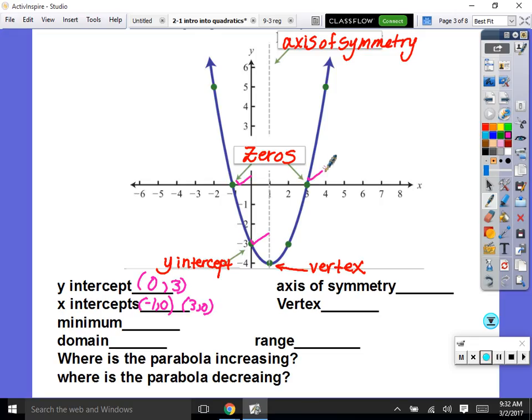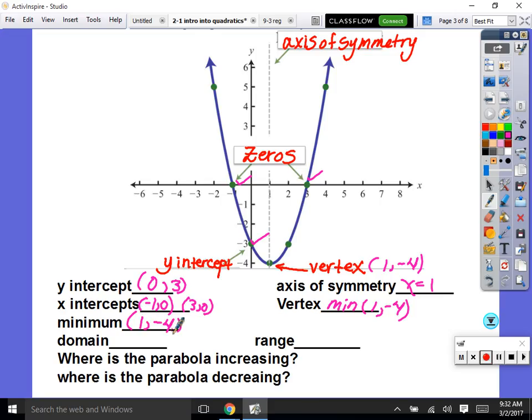So our vertex was at the point (1, -4). Our axis of symmetry was at x equals 1. So this is how we're going to fill out our next parabolas in a minute. Our vertex is a min, and it's at (1, -4), which we've already said. Our minimum was at that value, our vertex, which is (1, -4).